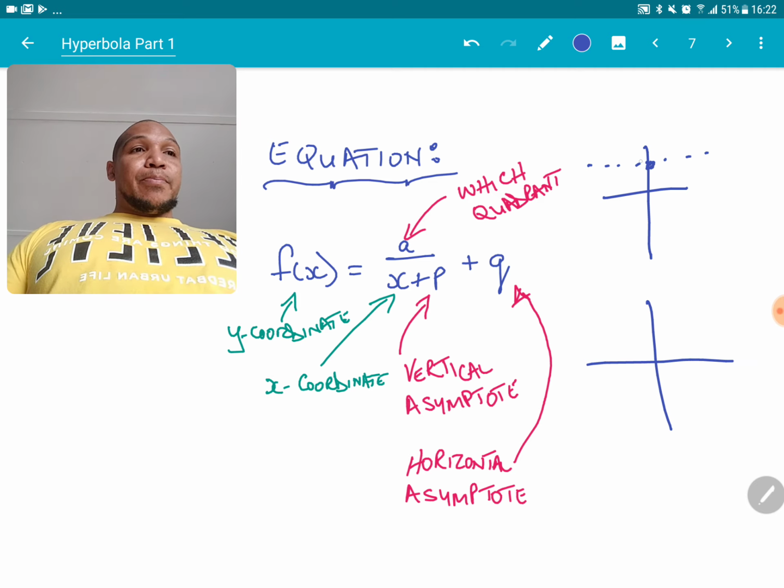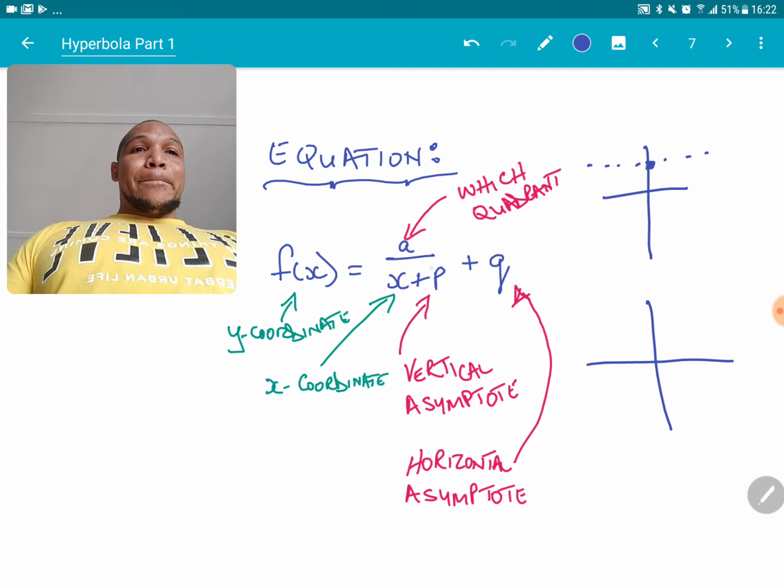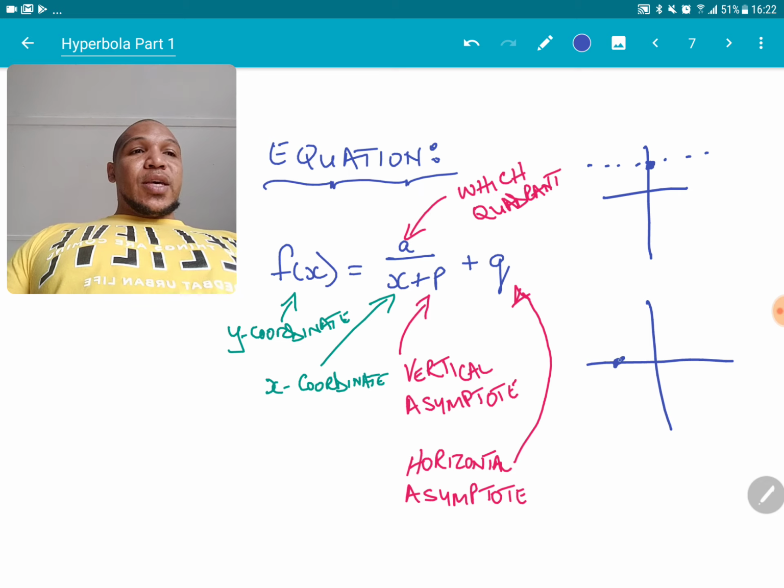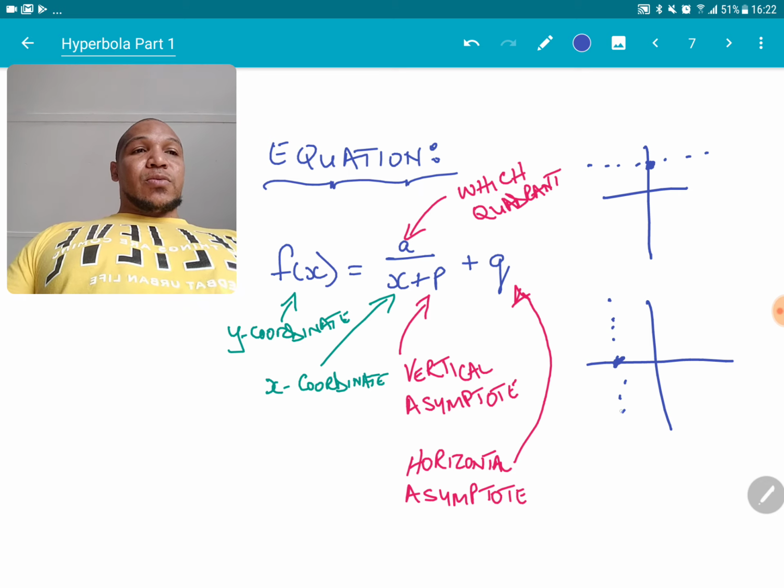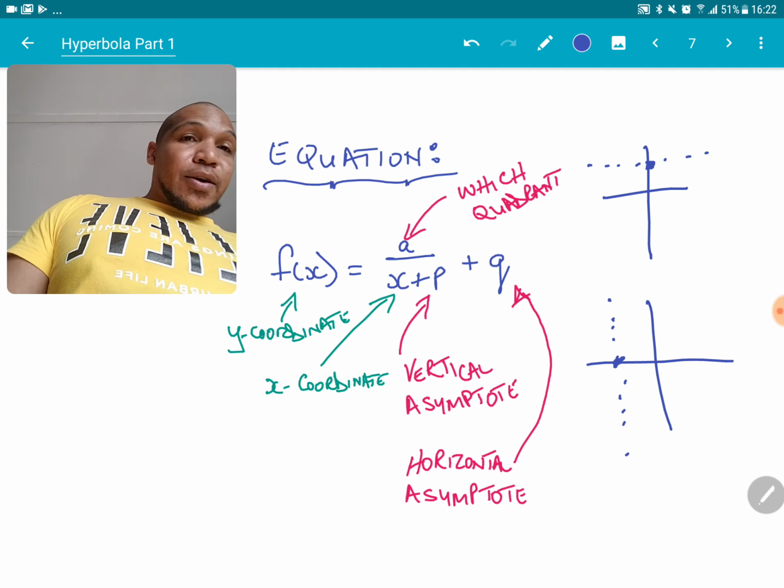Q will be a point on my y-axis, and the horizontal line will go through there. P will be a value on my x-axis, and the vertical line will go through there. And when P is negative, then my value here will be positive, and vice versa.